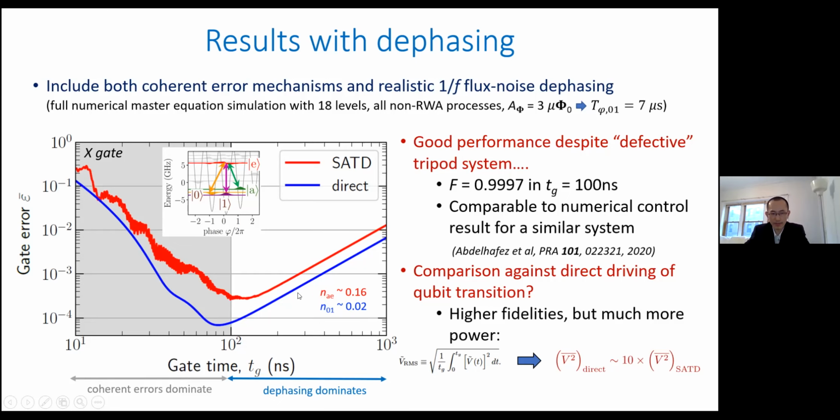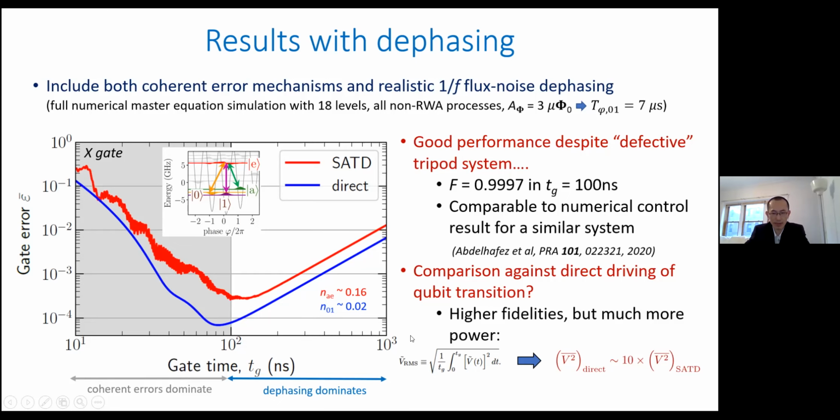So this seemingly superior performance of the direct driving gate actually comes at a cost: it needs to use a larger power because it has a smaller matrix element. Indeed, for this case, we can characterize the power using the root mean square voltage, and the power used by the direct driving gate at the same gate time is actually 10 times larger than the power used in the SATD, or the tripod gate.